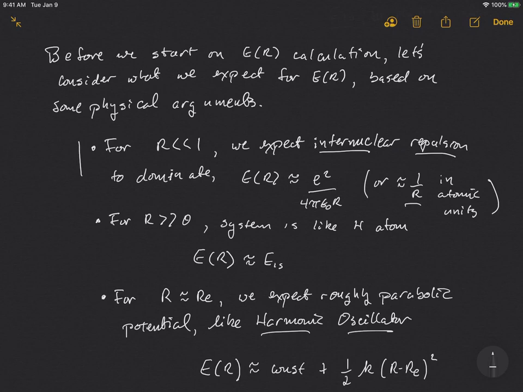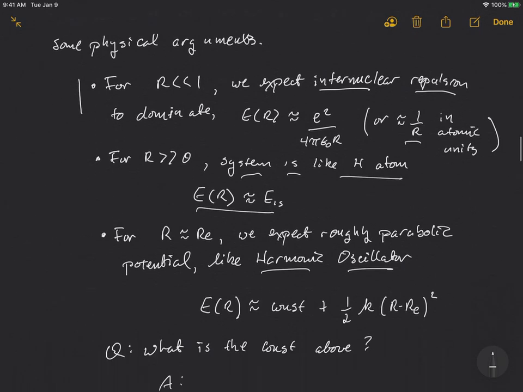Similarly, if we consider the case of big R, or internuclear distance, being a very large number, then the system would be like the hydrogen atom. Right? We would have an electron in orbit with its nucleus, and then there would be another nucleus, but it's so far away it doesn't really matter. So we would expect that energy would be equal to the 1s hydrogen atom energy.